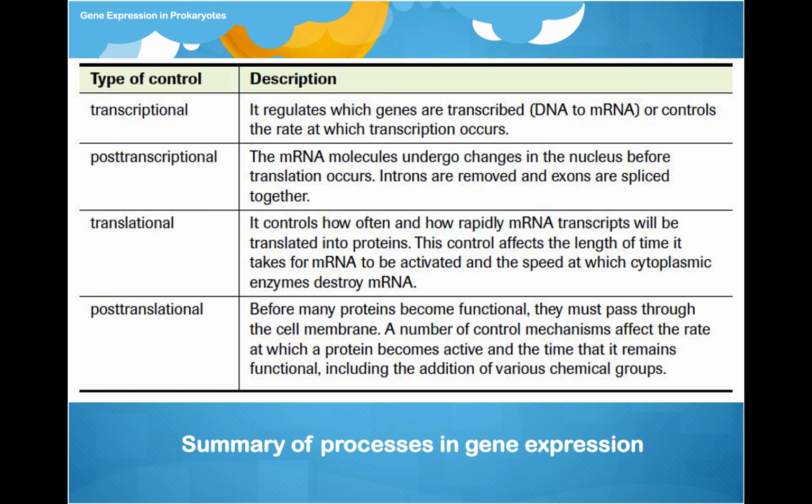In terms of post-transcriptional, which we are going to look at in detail, especially for eukaryotes, the mRNA molecules undergo changes in the nucleus before translation occurs. Like I said, it happens mostly for eukaryotes. Introns are removed and exons are spliced together, and there are variations whereby you can produce different kinds of mRNA and even proteins from it.